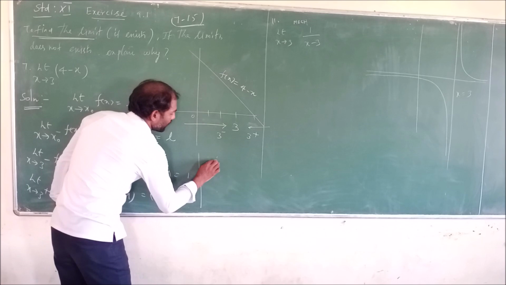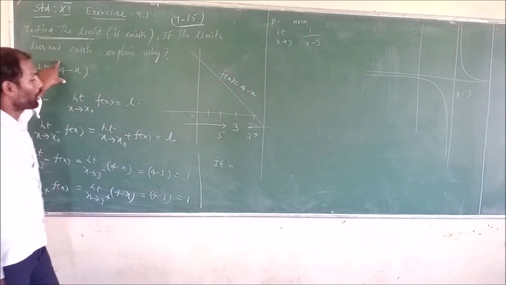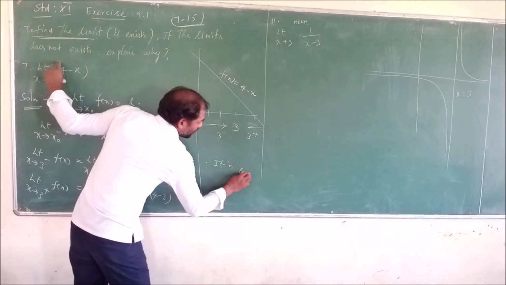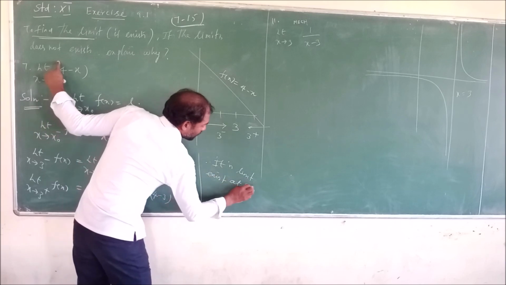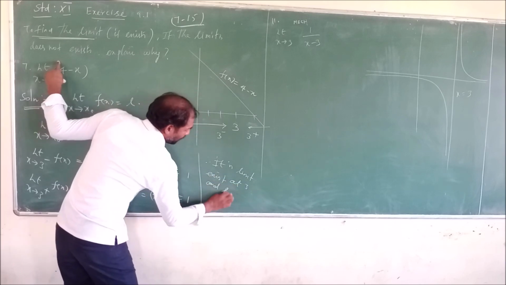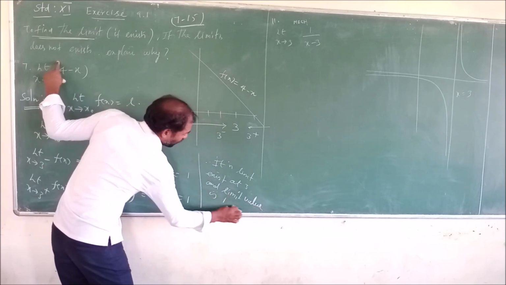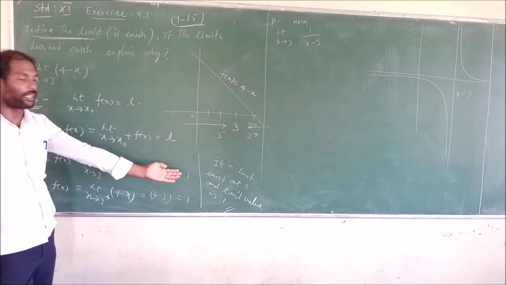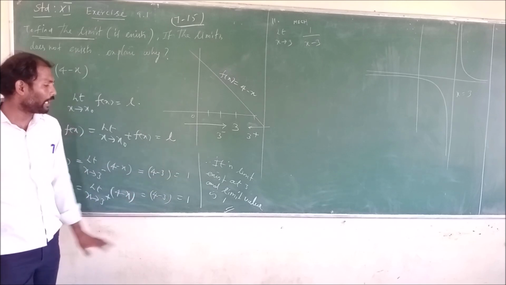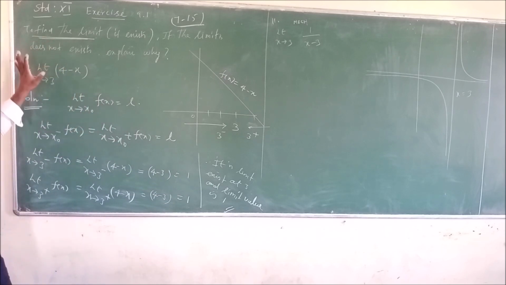Therefore, for the given problem, the limit exists at 3 and the limit value is 1. The given problem has a limit that exists at 3, and the limit value is 1. This is the limit value for problem number 7.